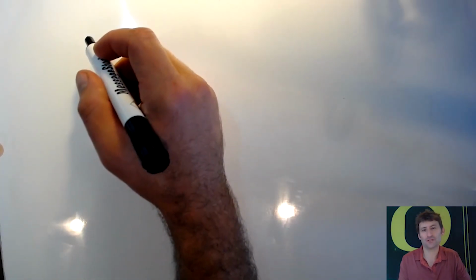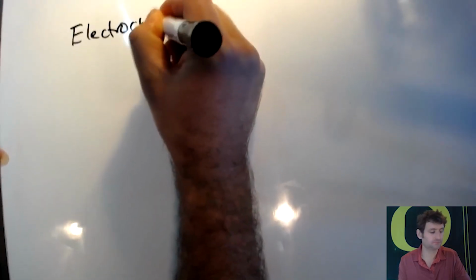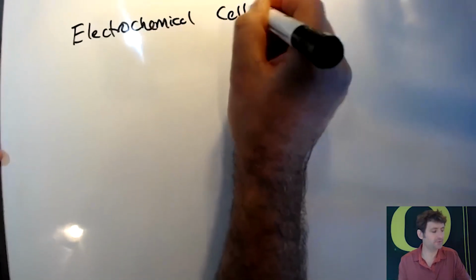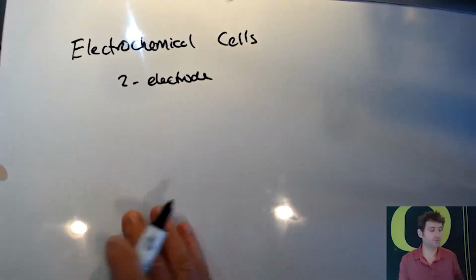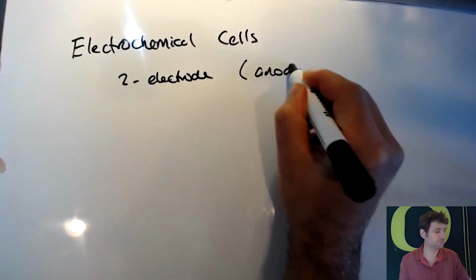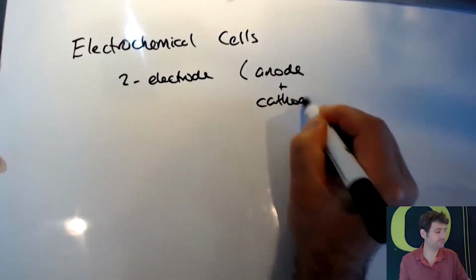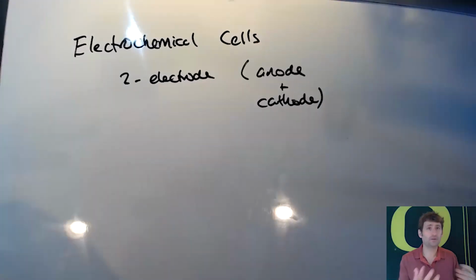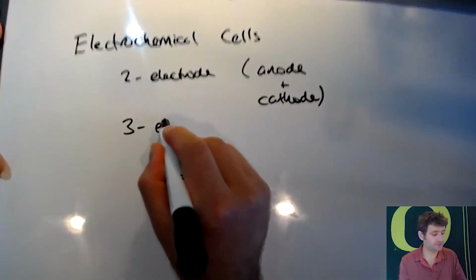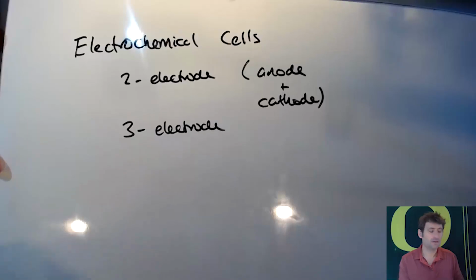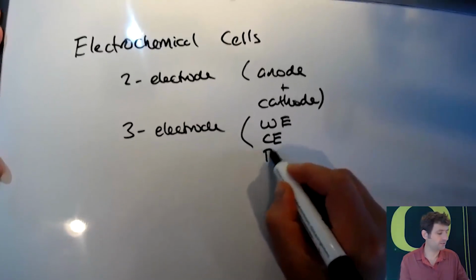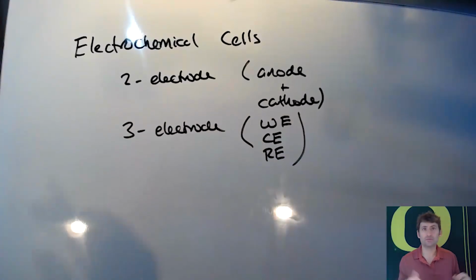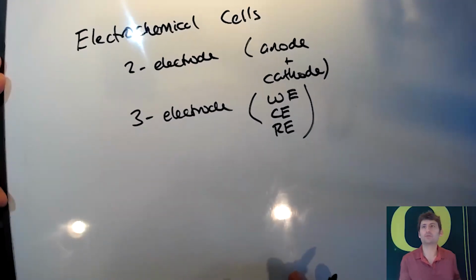Welcome back to electrochemistry. Today I'm going to talk about electrochemical cells and the difference between a two-electrode cell that might seem very simple, where you just have an anode plus a cathode, and what you might see in conventional analytical electrochemistry, which would be a three-electrode cell. In a three-electrode cell, we have what we call a working electrode, a counter electrode, and a reference electrode. We'll see how this works, and we'll learn more about these throughout this course.